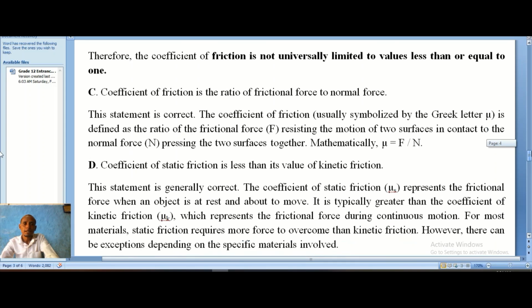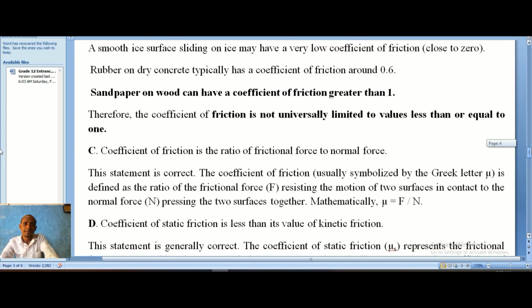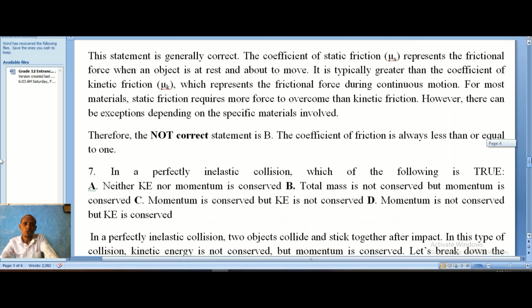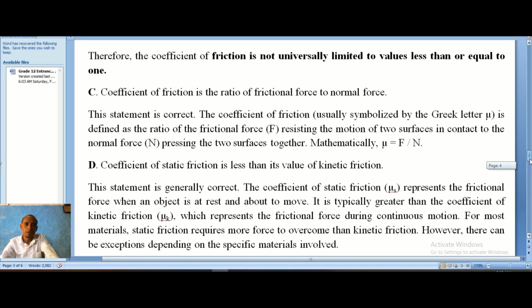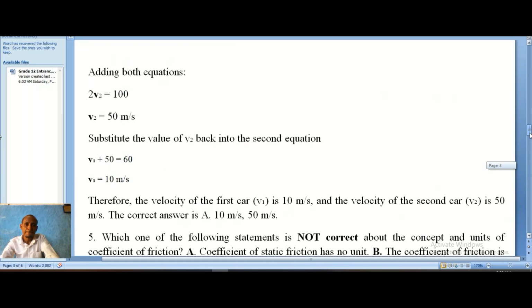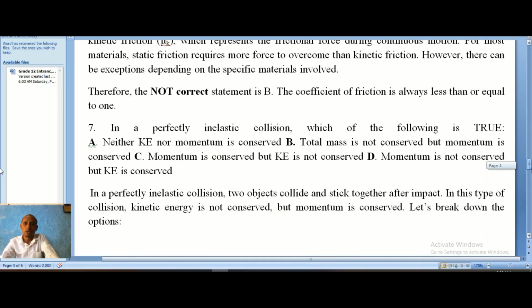Now we come to question number 7. Question number 7: in a perfect elastic collision, which of the following is true?